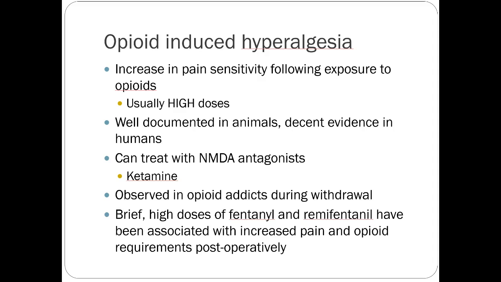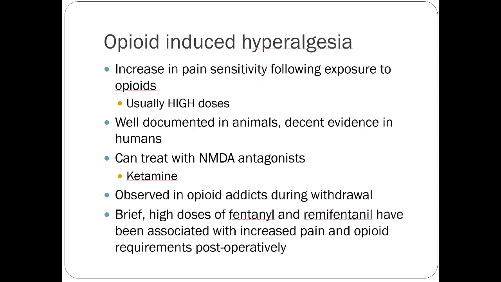Opioid-induced hyperalgesia is increased pain sensitivity following exposure to opioids. Kind of an interesting phenomenon. People who are really on massive doses, maybe they're chronic cancer patients, will hit kind of a wall where all of a sudden they get this really intense pain response. It's well documented in animals. In humans, it's kind of rare, but seen.